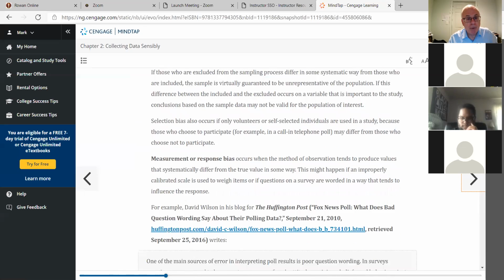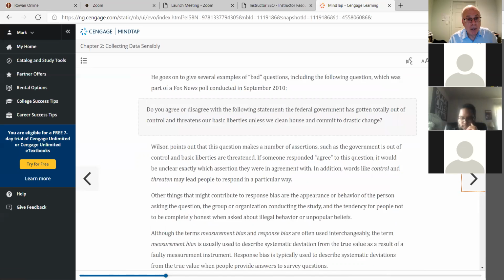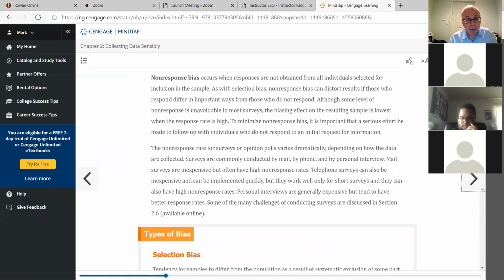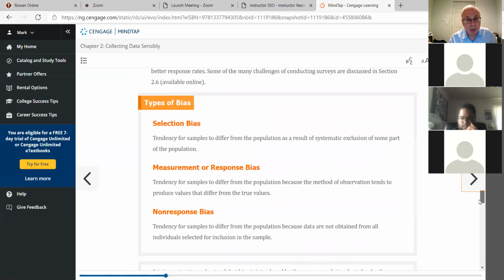You know about the different types of biases that can occur in sampling: selection bias, measurement bias, and I think there was non-response bias. Yeah, there it is. You need to know these 3 definitions and look at the examples so that you can recognize them if you're being asked about bias.